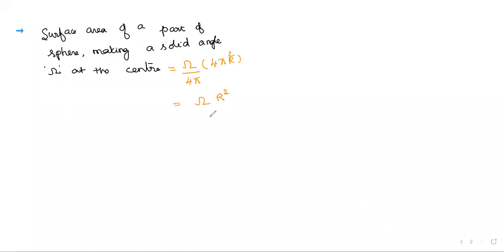So in case of a two-dimensional circle, arc length is equal to r into theta. In case of a three-dimensional sphere, surface area of a part of sphere is equal to r square into omega. Are you able to remember these two points? For the two-dimensional circle, arc length; for the three-dimensional sphere, surface area. Yes, exactly. Very good.